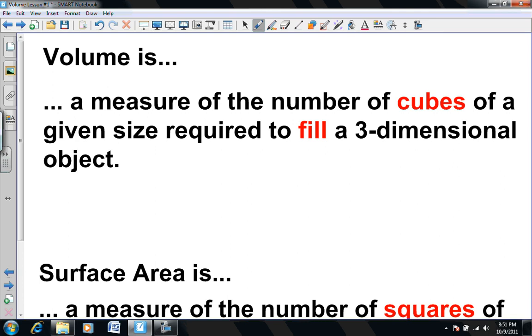Volume is a measure of the number of cubes of a given size required to fill a three-dimensional object. When we measure volume, we're not covering something, we're not surrounding something like we do with perimeter, we are filling something. And you can't fill something with squares because squares only have two dimensions, but we can fill things with cubes. So if we've got a three-dimensional object and we're trying to fill it, that's a volume problem.